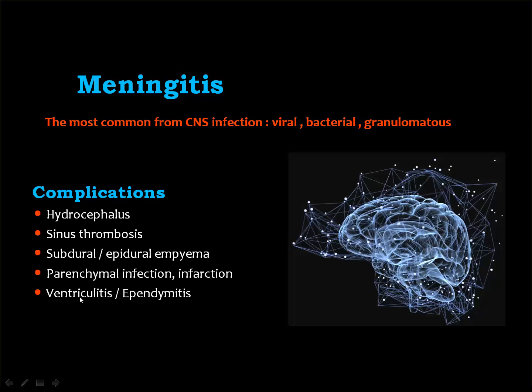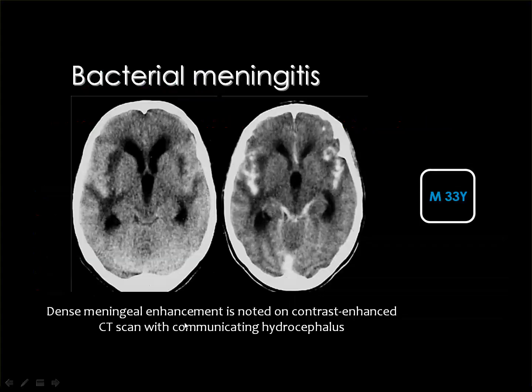Finally, if the infection has reached the ventricular wall, then the ventricle will be inflamed, and at that time it is known as ventriculitis or ependymitis. In the pre-contrast scans, you may see nothing, but sometimes, or many times, you see dilatation of the ventricles due to communicating hydrocephalus. Diagnosis of meningitis needs injection of contrast material. Then if you inject the contrast material, you get enhancement of the basal cisterns and CSF, and the dura itself may be enhanced.